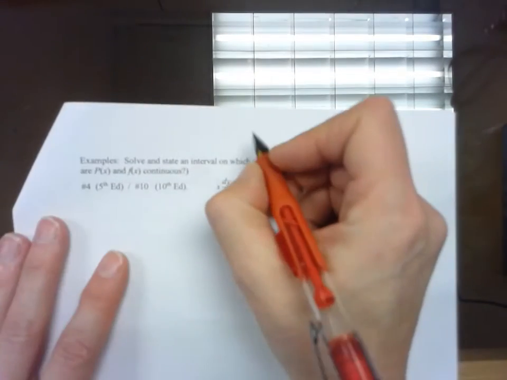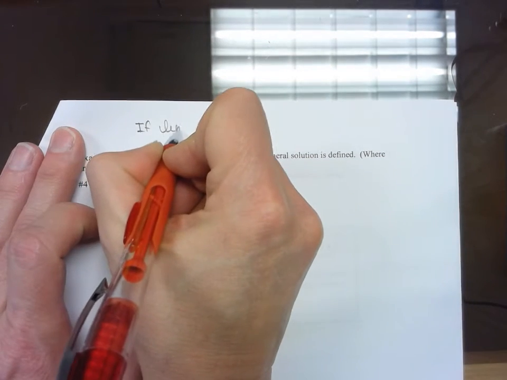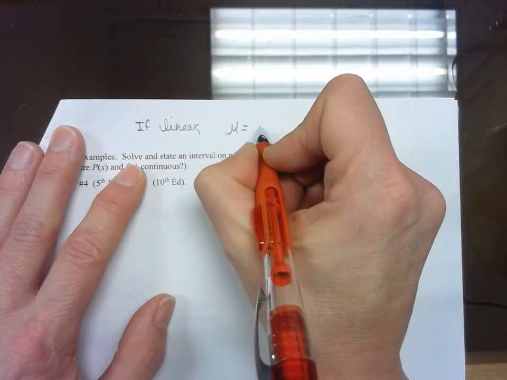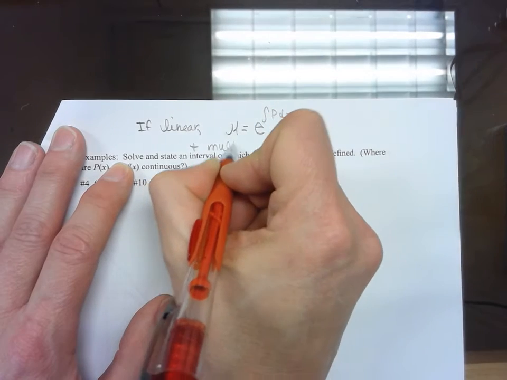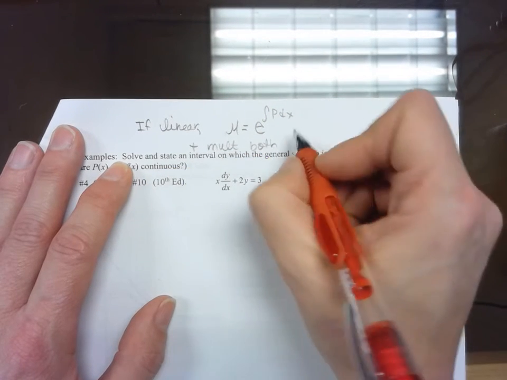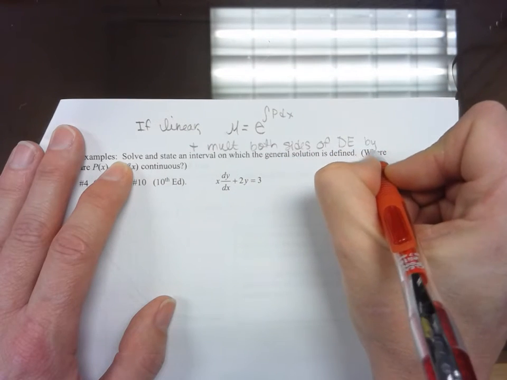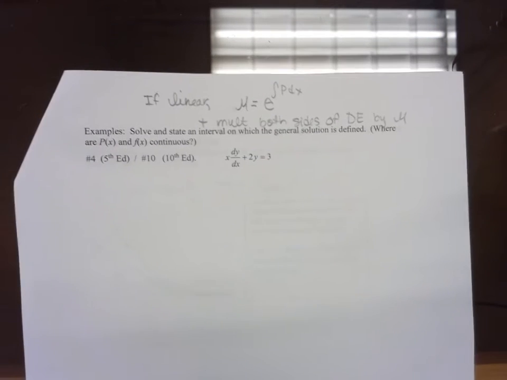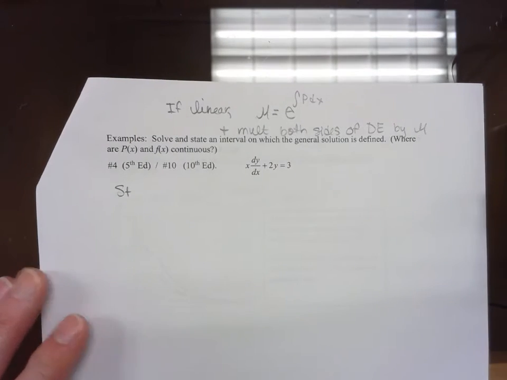Okay, so we just want to remind ourselves that if it's linear, mu equals e to the antiderivative of p dx, and then we multiply both sides of the DE by mu. And I'm going to generally put it in standard form, which means we don't want anything in front of dy dx. Okay, so for this problem 4, oh, wow.